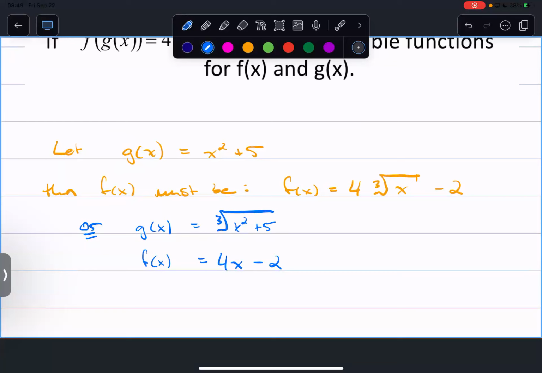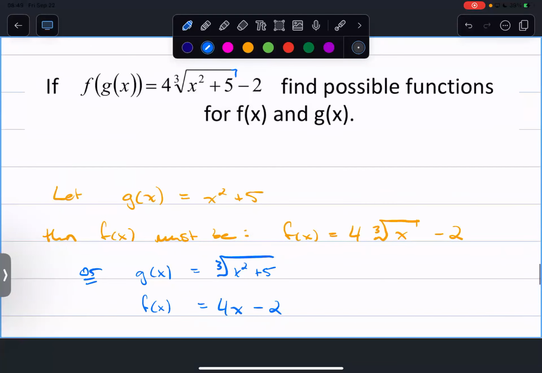You can get weird with it, right? What could you do? No, never mind. Let's not. Are there rules for like how simple you can make it? Well, if you wanted to, an option is to let g of x be x. And then f of x is just 4 times the third root of x squared plus 5 minus 2. That's an option. That's legit. It doesn't help you much in terms of kind of teasing things apart, but it's absolutely an option, right?